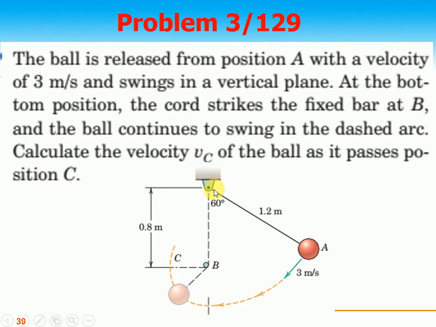Basically, there is a cord with which a bob is attached, which is moving with 3 meters per second, and then it swings like this, you see, and we need to find the velocity at point C when its height is 0.6 meter. The angle from where we release the ball is 60 degrees, just like a simple pendulum.